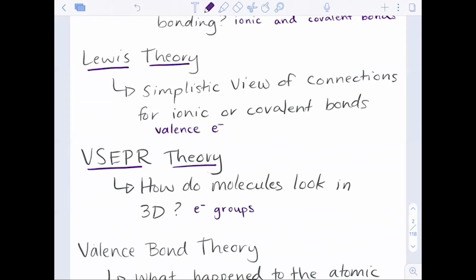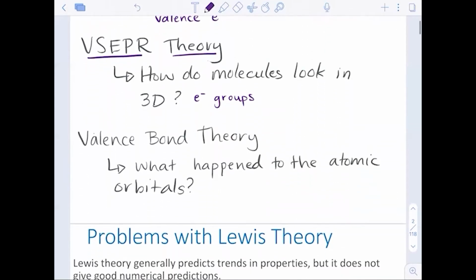Now, with VSEPR theory, there is a little bit of utilizing the chart. We can call it memorization if you want, to be able to discern if I have 4 electron groups, oh, that must be a tetrahedral. But the real reason why hasn't been understood until we get into valence bond theory. And that's where we're going to start.